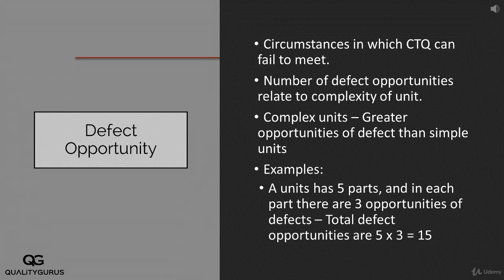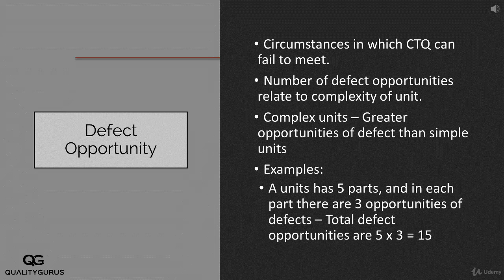Defect opportunities are related to the complexity of the unit. So if you are making a very simple thing, let's say empty water bottles, there are 2 or 3 places where things can go wrong. On the other hand, if you are making a very complex system, let's say you are sending a mission to Mars or Moon, in that mission, the opportunities to have defects will be very large. So what this means is that the complex unit will have greater opportunities to have defects as compared to simple units.